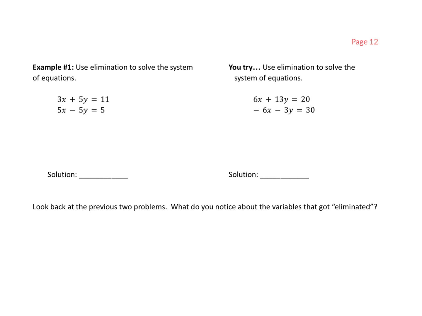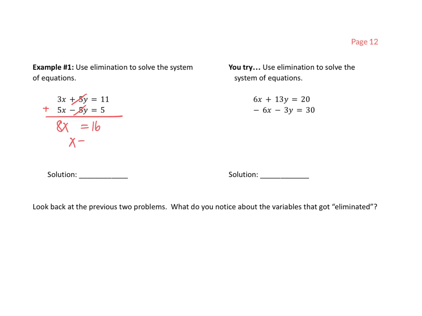The first example is on page 12. We're going to use elimination to solve the system of equations. So we lined up our variables. I've got my x's above my x's, my y's above my y's, and all I'm going to do is add these two equations together. In doing so, what happens is I end up with 8x, and then the 5y and the negative 5y cancel, and I have 16 on the right side.